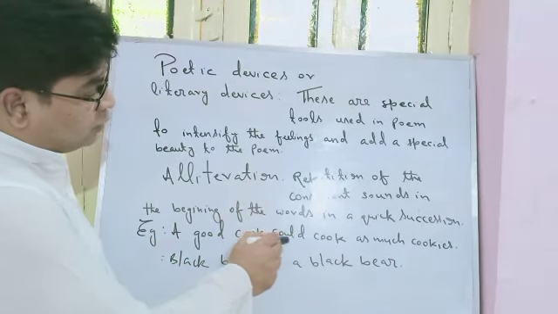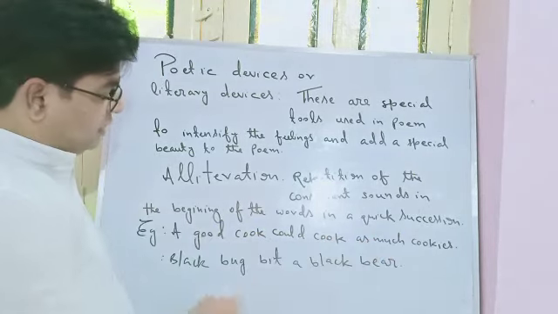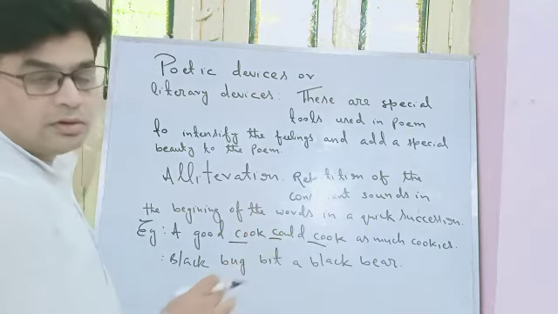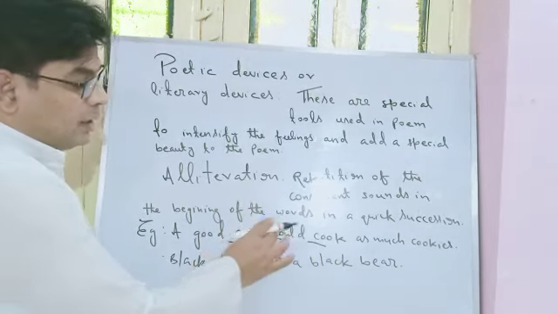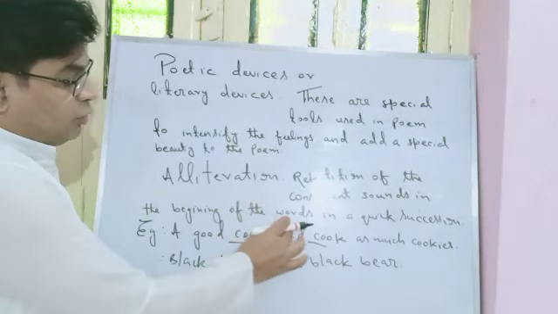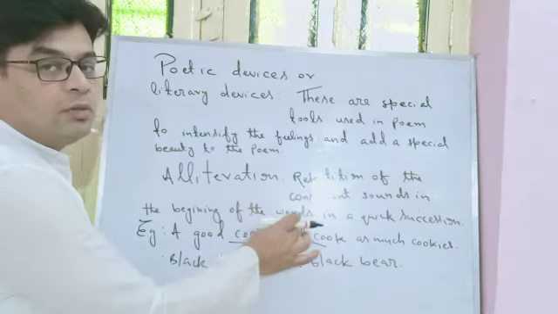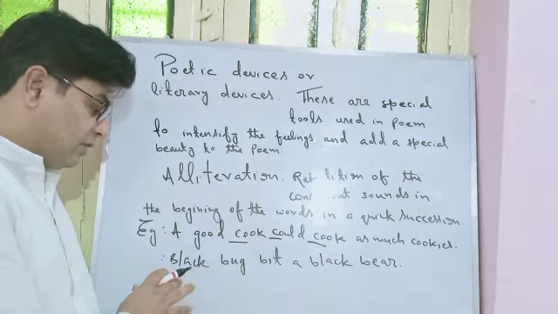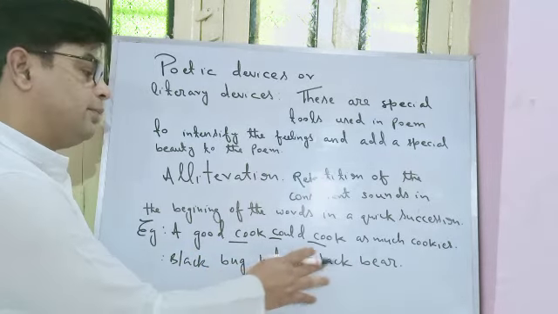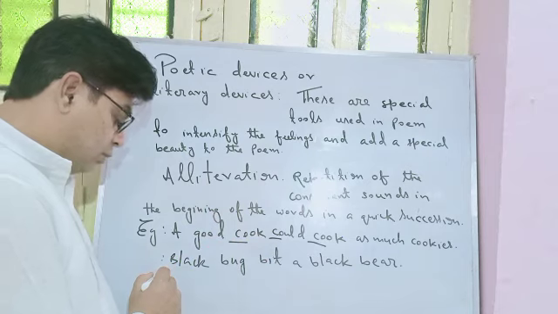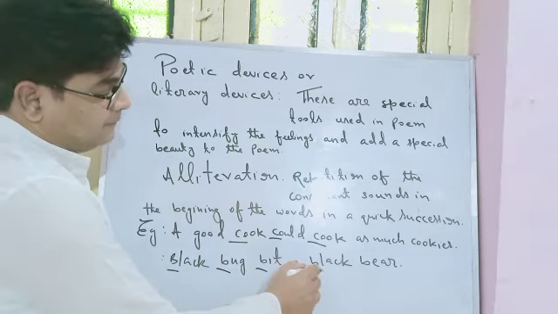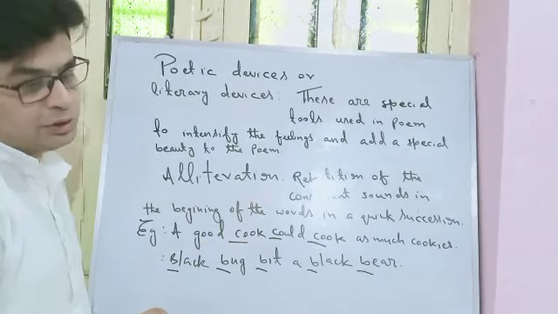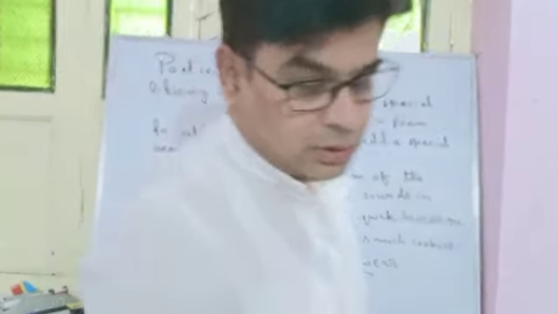A good cook could cook as much cookies. You see, ka, right? So this is the repetition of the sound ka in quick succession. In the beginning of the word, not at the last of the word, in the beginning of the word. So this is an example of alliteration. Another example, blackbird bit a black bear. You can see the consonant sound b is repeated quickly and quickly. Got the point? So these are the two examples of alliteration. I hope you understand me. You can write it down.